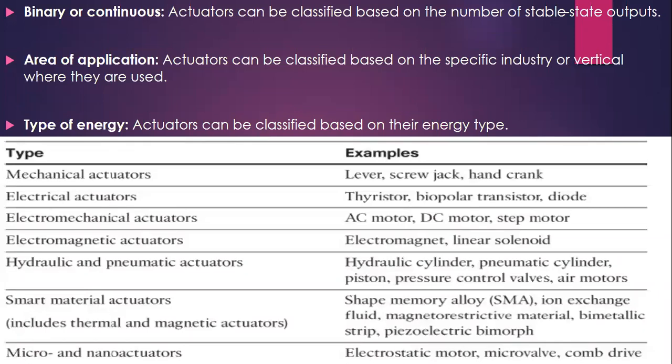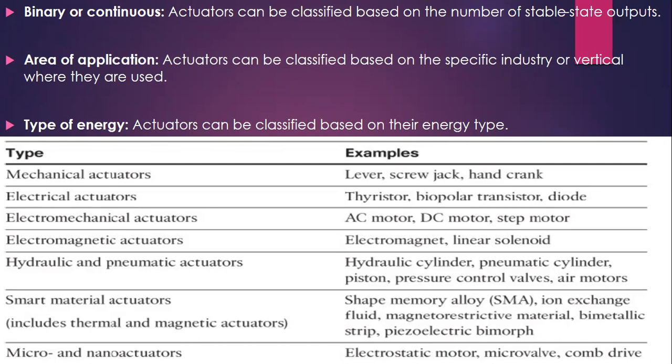Then binary and continuous. Binary means, in the case of an actuator, either on or off, so there are two varieties of action that take place. Continuous means a procedure is performed repeatedly, and we don't have any other option at all. That type is called a continuous actuator. Then the area of application where you are deploying, regarding that also we can classify.